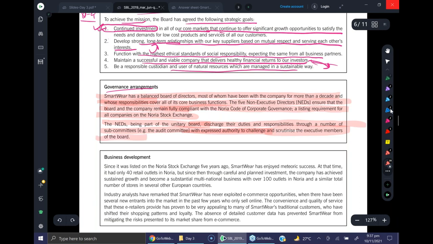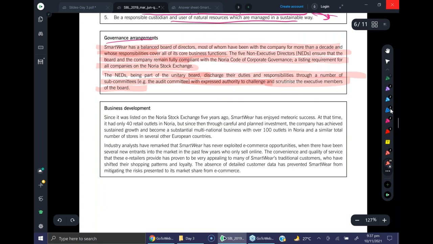Now, there is no specific requirement on corporate governance, so we can leave this information as it is. We don't have to use every paragraph and every line in the answer. You know that, right? Business development. Since it was listed on Nordea Stock Exchange 5 years ago, Smartware has enjoyed success. At that time, it had only 40 retail outlets in Nordea, but since then, through careful and planned investment, the company has achieved sustained growth and become a substantial multinational business, with over 100 outlets in Nordea, and a similar total number of stores in several other European countries.